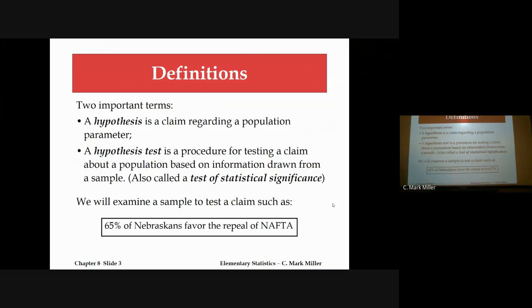A population parameter. What parameters have we had thus far? We've been using mean, proportion, standard deviation, or variance, right? But it could be mode, median, all those are population parameters. So any claim regarding a population parameter. A hypothesis test is a procedure for testing that claim about a population based on information drawn from a sample. So a claim regarding a population parameter.